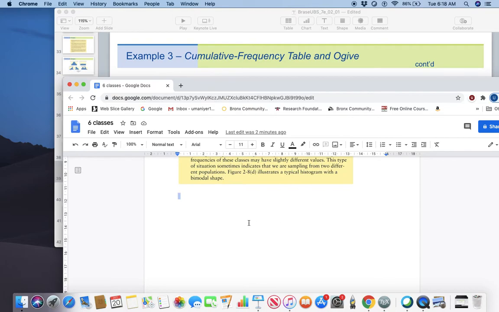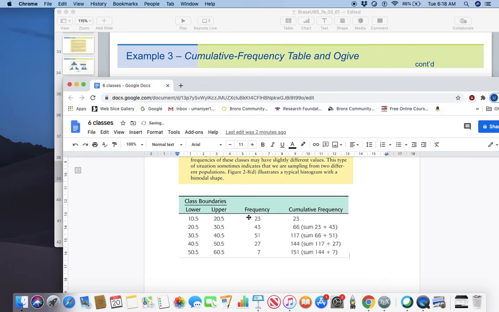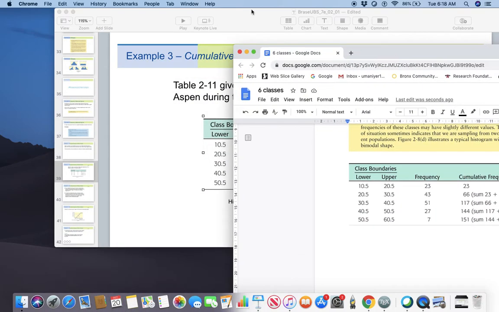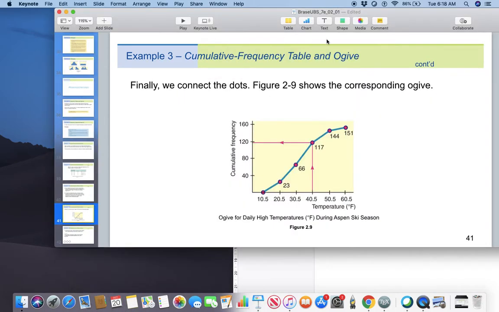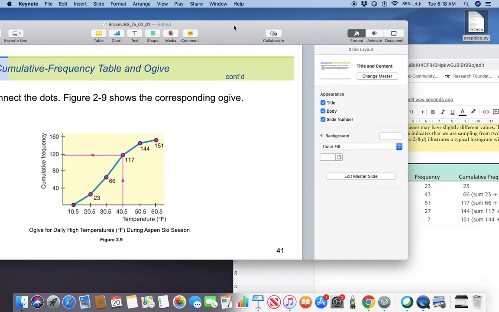Start on a new page. So there you go. So these are your class boundaries. You have your frequency, and now you're adding the cumulative frequency, right? Adding every frequency to get the new cumulative frequency. So once you have that, let's look at the picture and compare it with the table.